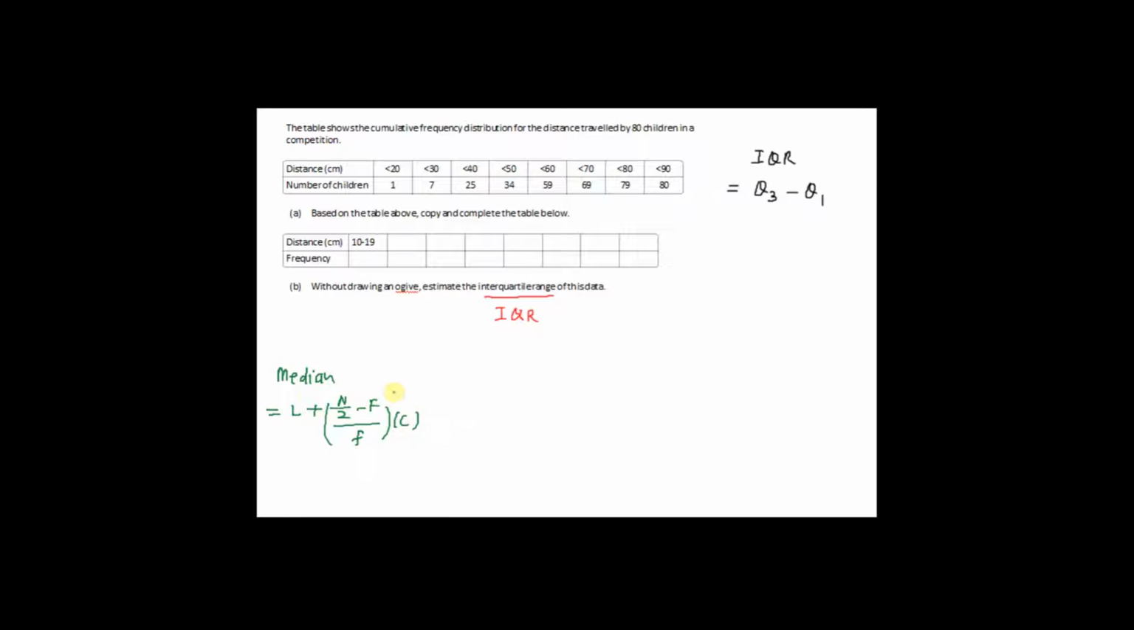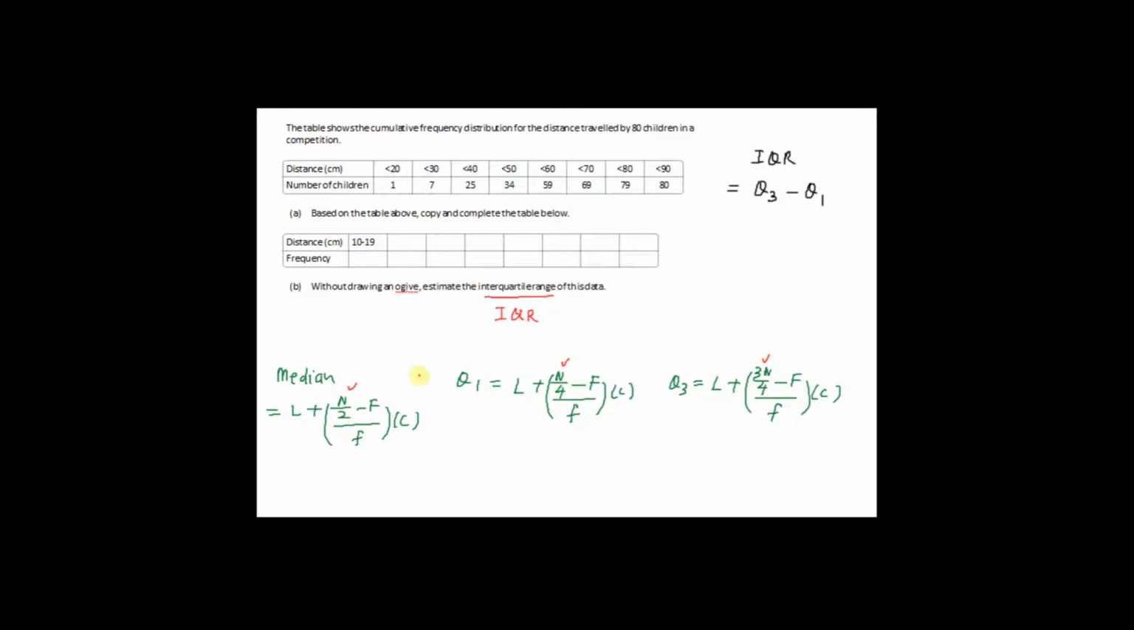The formula for Q1 and Q3 is almost the same as the formula for the median. Your Q1 formula is equal to L plus N over 4 minus F over f, times C, and your Q3 formula is equal to L plus 3N over 4 minus F over f, times C. So you can see the difference is that for the median it is N over 2, for Q1 it is N over 4, and for Q3 it is 3N over 4.